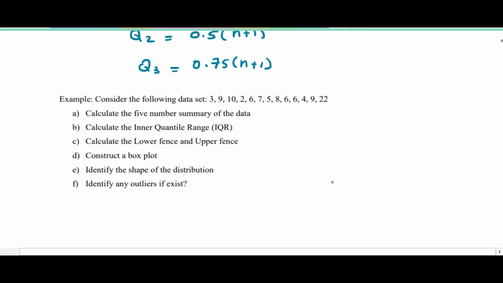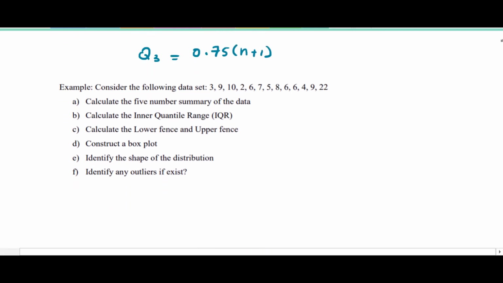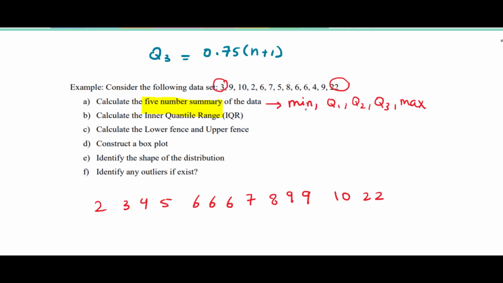So let's look at this and also discover very important ideas that are generally used in statistics. So you have this data set, and we want you to calculate the 5-number summary of the data and a bunch of other things. So let's first talk about what the 5-number summary is. It's very basic. It is just the minimum, Q1, Q2, Q3, and maximum from your data set.